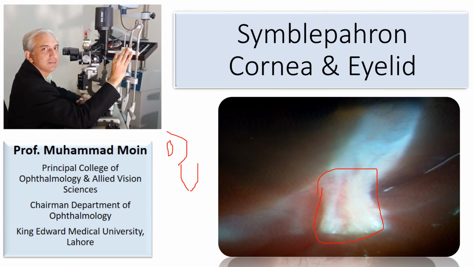usually the palpebral and the bulbar. If this is the bulbar conjunctiva over here, this is the palpebral conjunctiva on the lids over here. Usually if there's a defect in the epithelium in the conjunctiva over this side, and there's a conjunctival defect over here, they will adhere to each other and fuse to form a symblepharon.